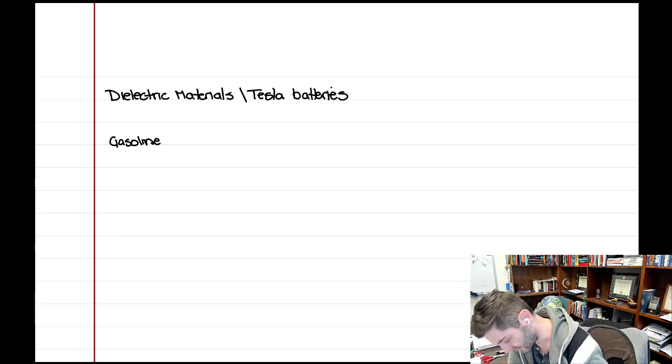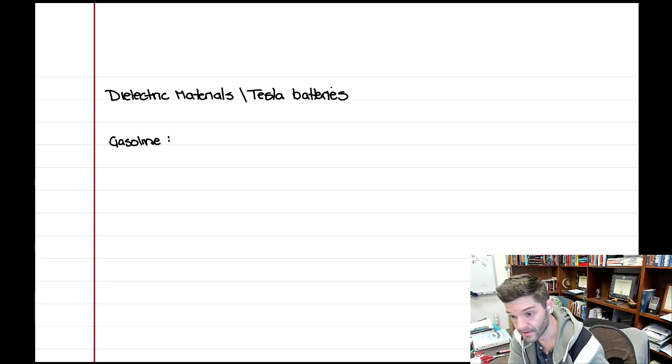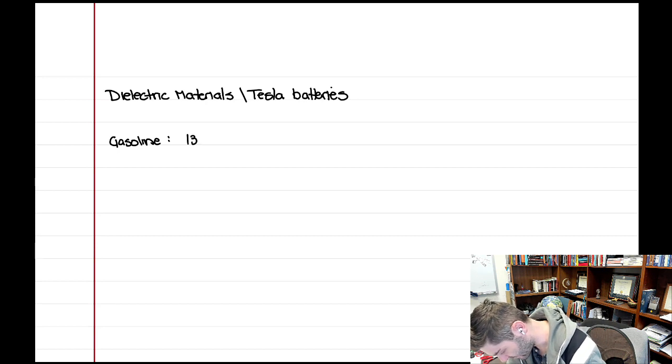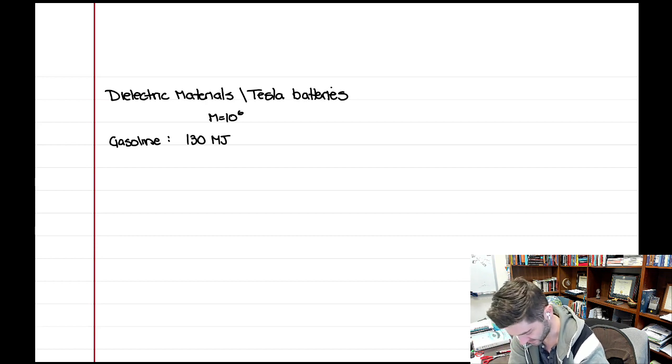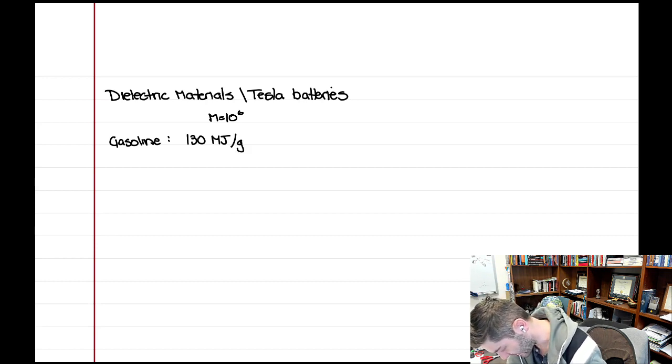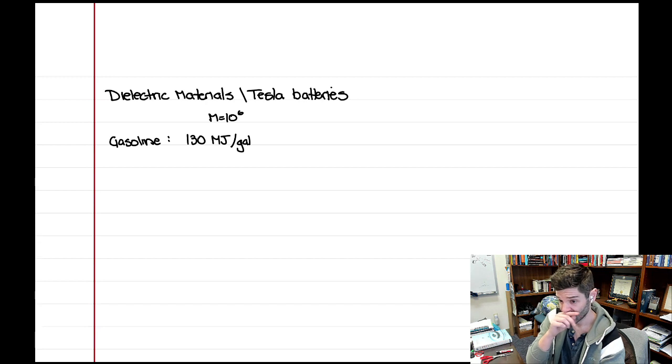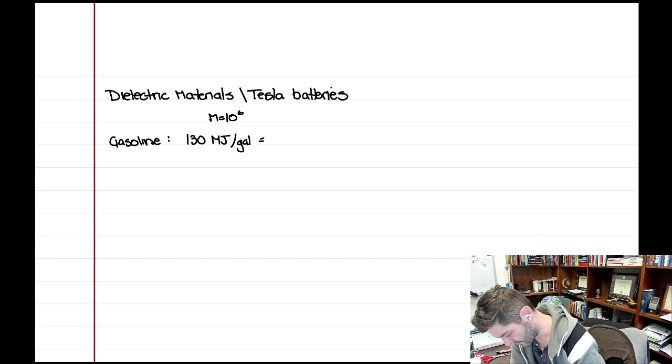You can look these things up. Gasoline gives you roughly about 130, and I'm going to talk about energy densities here, 130 megajoules. Again, mega is 10 to the 6, million, so 10 to the 6 joules, megajoules per gallon, which ends up being about 34 megajoules per liter.